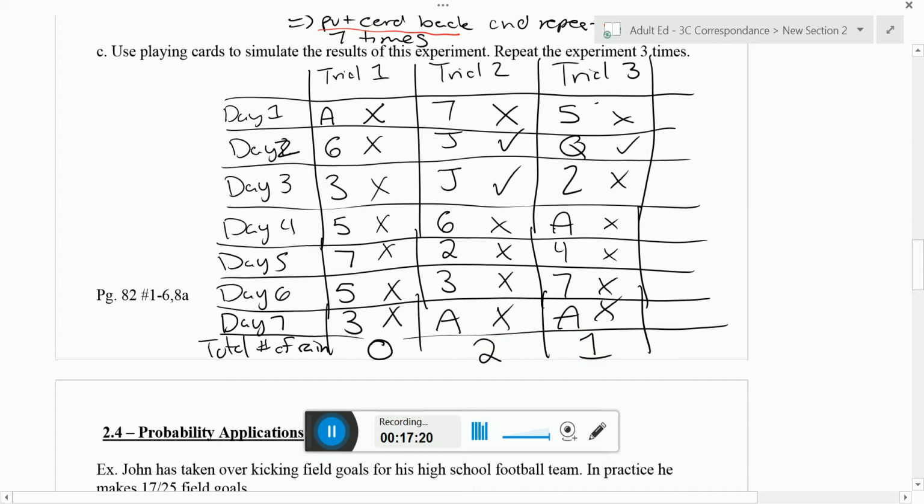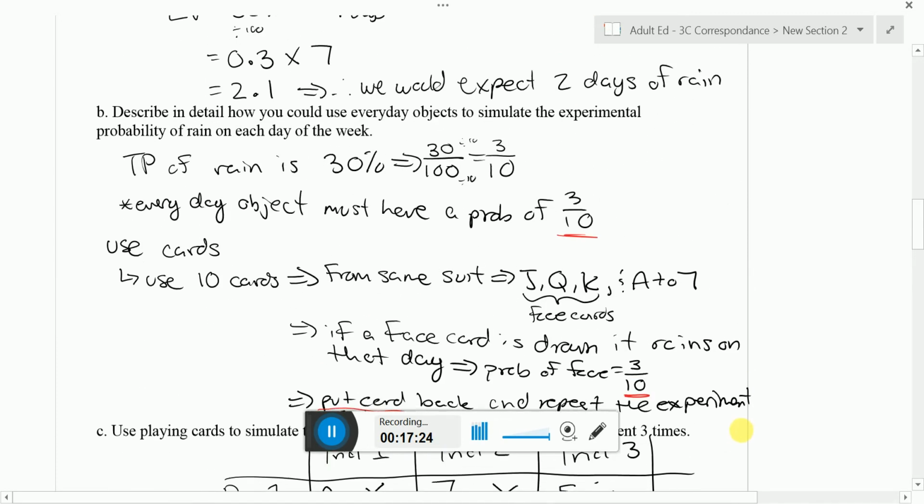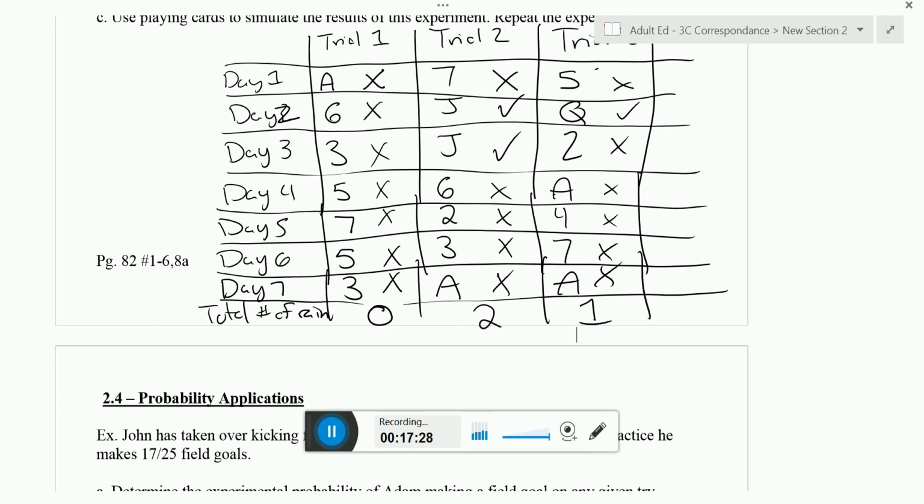Now we said that we would expect 2 days. Up above, we got 2 days once. We got 0 and 1, which are close to 2. So that makes sense. Again, if we did this, say, 10 times, you should expect to see 2 more often than anything else. And then you should expect to see the numbers close to 2 more often than numbers that are really far away from 2.